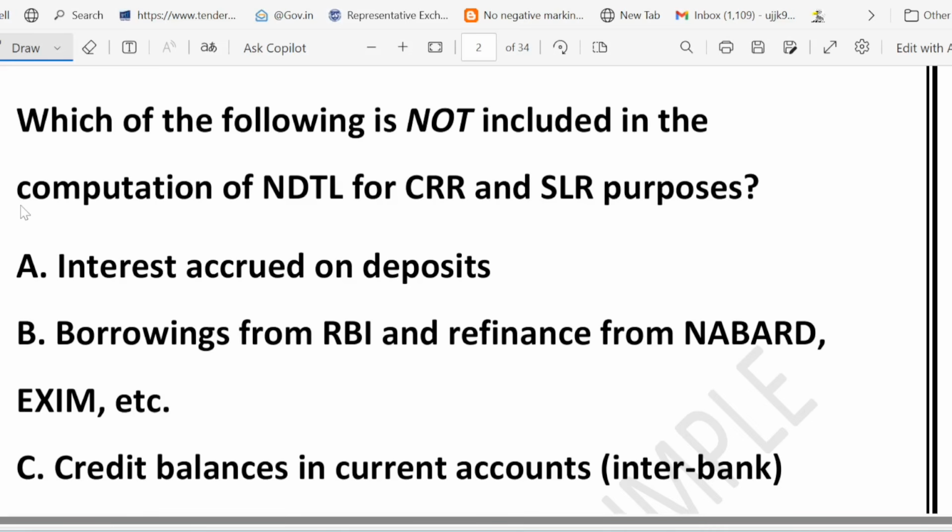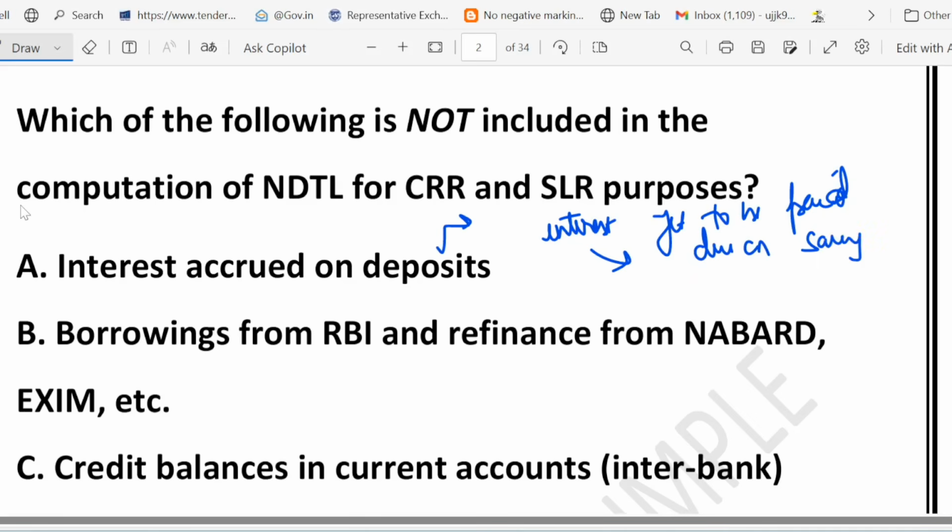First of all, let's go through option A, that is the interest accrued on the deposit. This means interest that is yet to be paid but already due on saving or fixed deposits. What is the meaning of interest accrued? Interest yet to be paid, but this particular interest is already due on saving and fixed deposits. Even though the customer has not withdrawn it, the bank owes it. So it is a kind of liability, and yes, it is included in the NDTL.